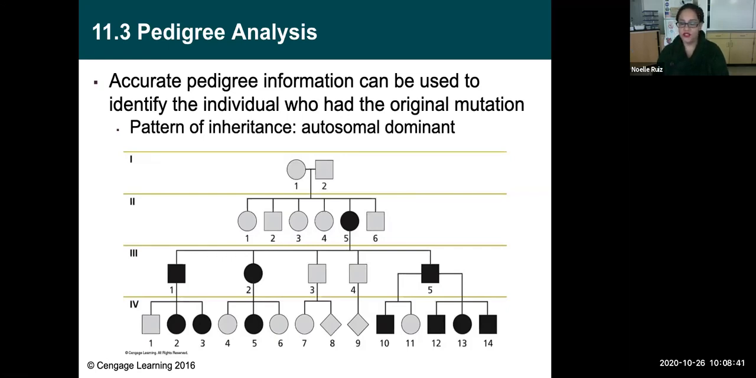And you can see generation 1 didn't have it. So the mutation happens somewhere in generation 2. Generation 2, child number 5, which is a daughter.